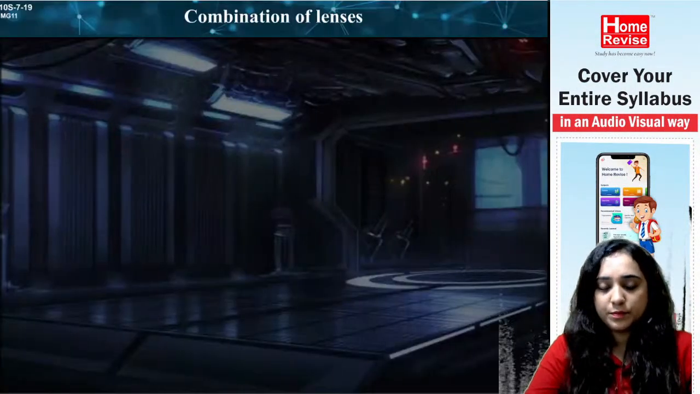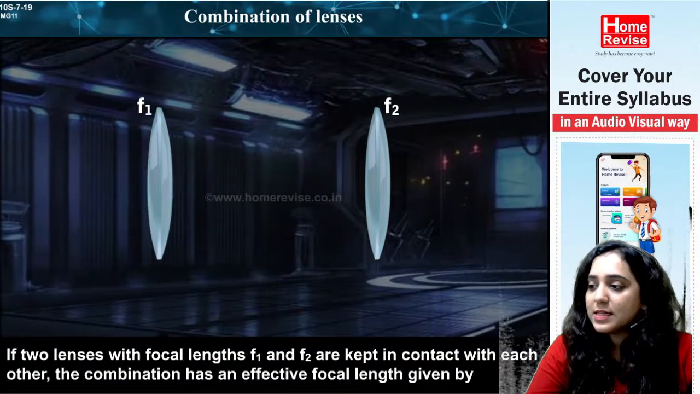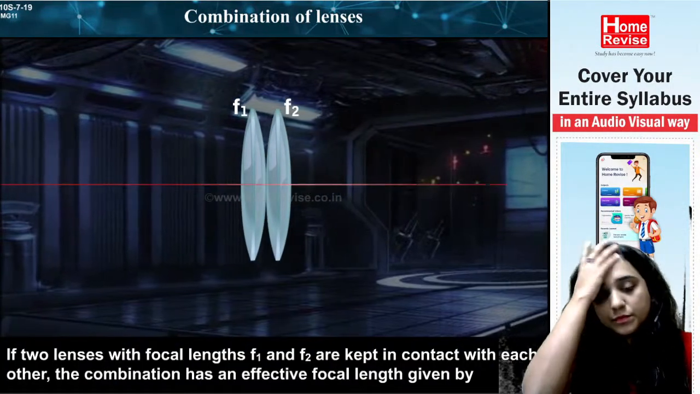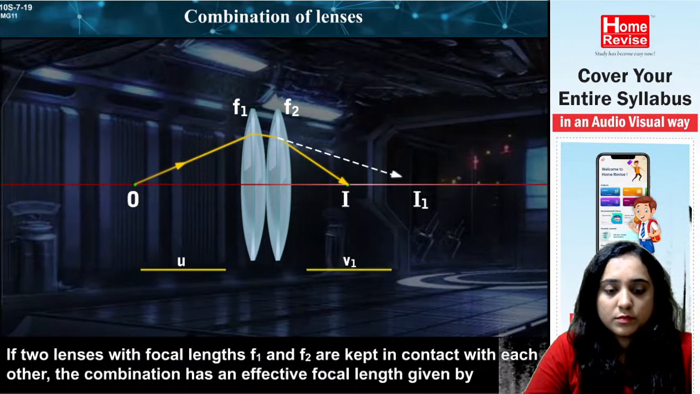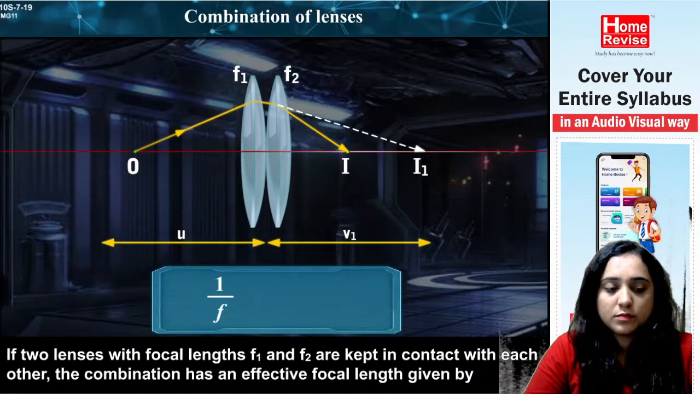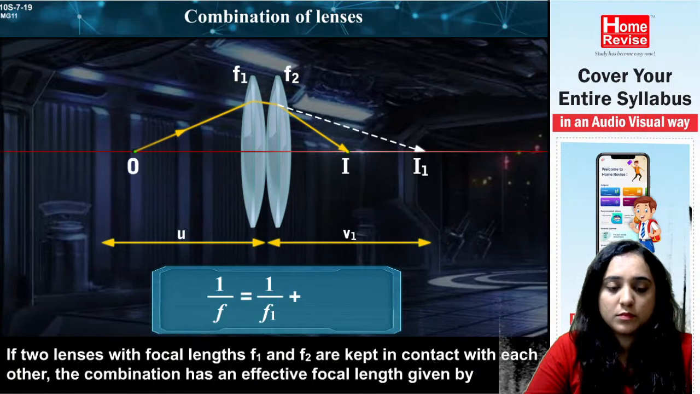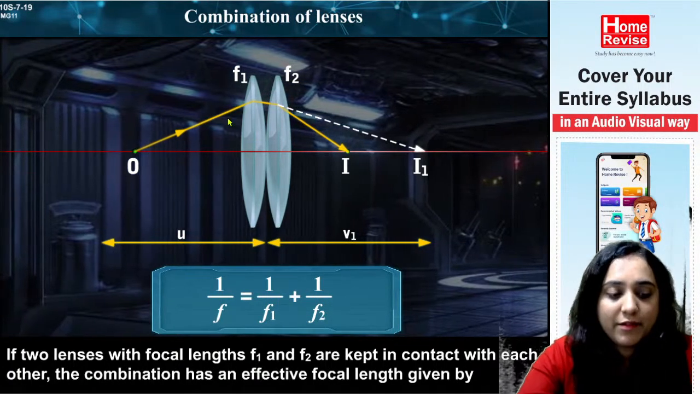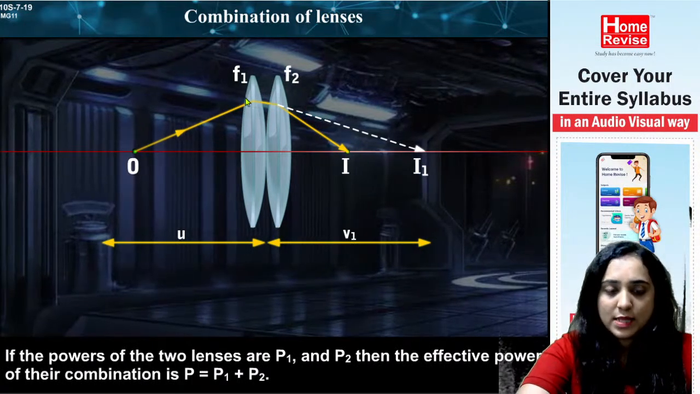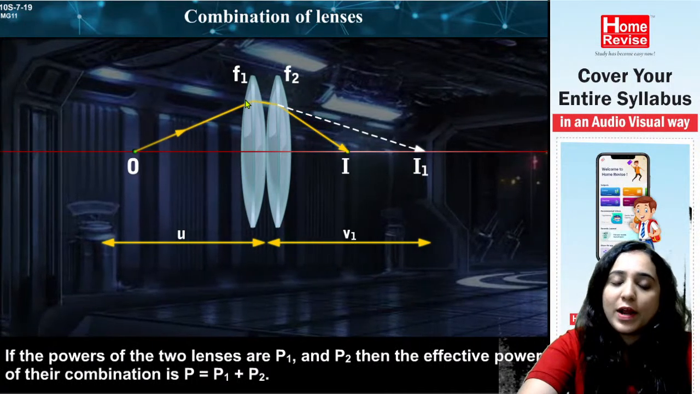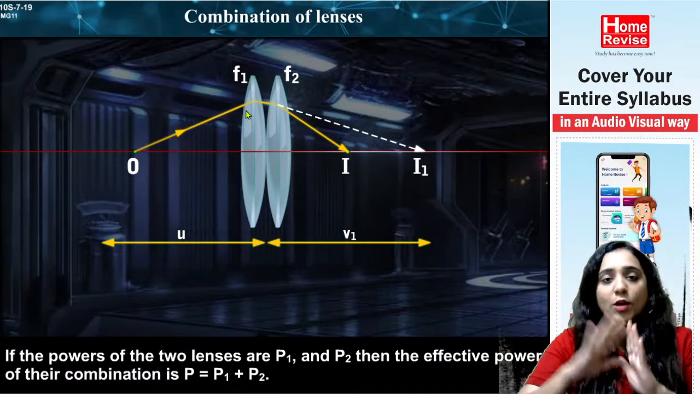Now next one. Combination of lenses. Now this is a different part, please understand. If two lenses with different focal lengths f1 and f2 are kept in contact with each other, the combination has an effective focal length given by 1 by f is equal to 1 by f1 plus 1 by f2. Correct. So if I have a combination of two lenses, see, if I have two lenses. Now initially, when I tell you to find the focal length of one lens, you know how to find the focal length, right? So you will calculate it.